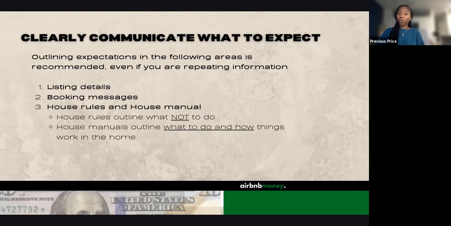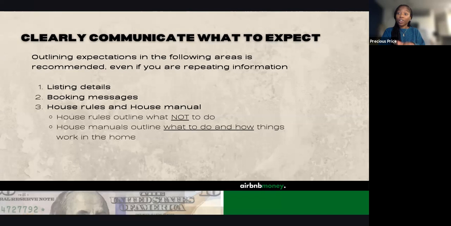Your house rules outline what you should not do, what they cannot do within your unit. Your house manual outlines what they can do, right? Like, how do I turn this on? Where is this? And how things actually work within the home. So that's the main difference between those two fields. But with your house rules, I always say to mention the most important things, because there's a field when they are booking where it's almost a contract.